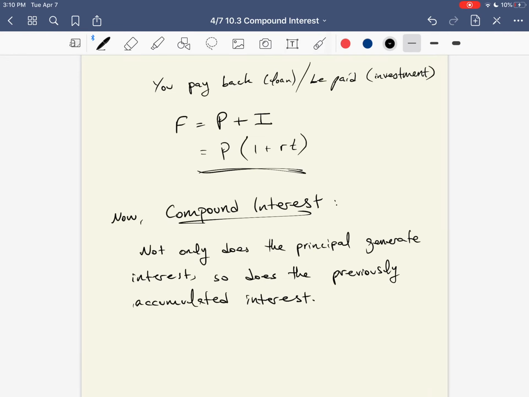So this means that we'll have to choose how often that interest is compounded, right? Because if the interest grows every time we add interest to the principal, then if we do that more often, then our interest should grow more often, and so we should be paying or receiving more interest in total if it's compounded more often, right?